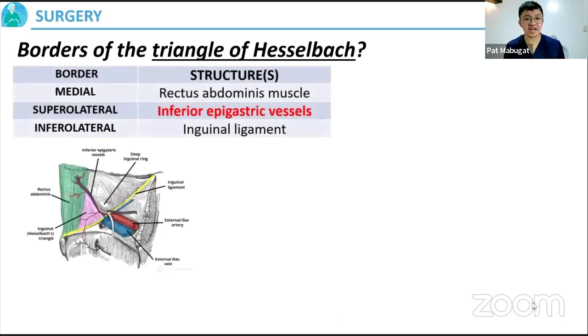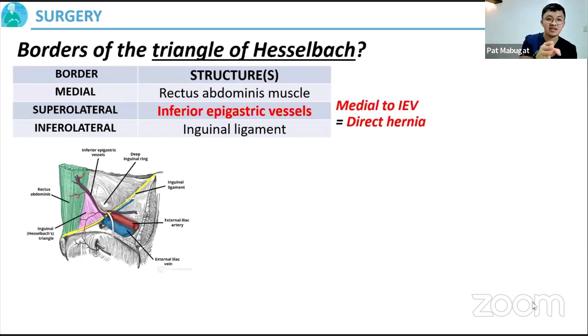Next, what are the borders of the triangle of Hesselbach? Medially, we have your rectus abdominis muscle. Superolaterally, we have your inferior epigastric vessels. Inferolaterally, we have your inguinal ligament, right? If it's medial to the inferior epigastric vessel, within the Hesselbach triangle, it is a direct hernia. Direct because this is a triangle, right? You have the inguinal canal right here. If it passes the Hesselbach triangle, it's directly on the inguinal canal immediately.